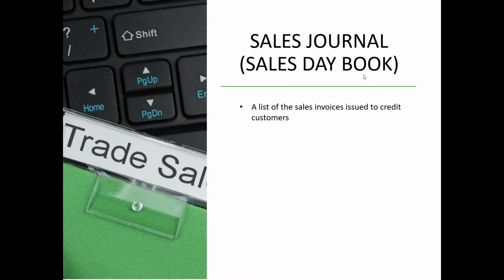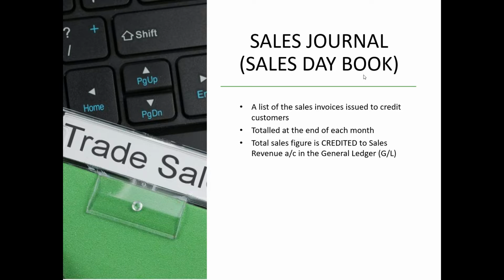So as I said, we've got this sales journal. It's a list of the sales invoices issued to credit customers, totaled at the end of each month usually, although for a very big business it might be done weekly. For a very small business it might be done monthly. The total sales figure from the sales journal is going to be credited straight into the sales revenue account in something called the general ledger.